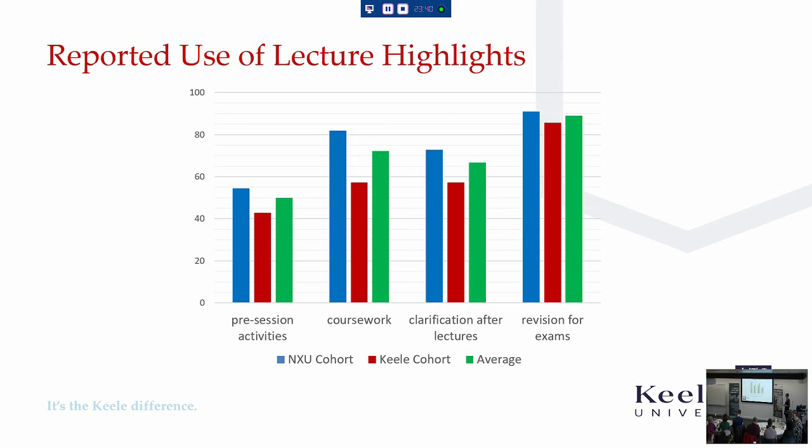And also some clarification after the lectures on various bits, and that's been split down into the NXU cohort, which is the Chinese students, and the Keele students. And you can see that for some of them, for example the coursework, the Chinese students have used these a lot more, and maybe that relates to how they were taught the topic in the first place. Maybe they didn't have as much clarification.